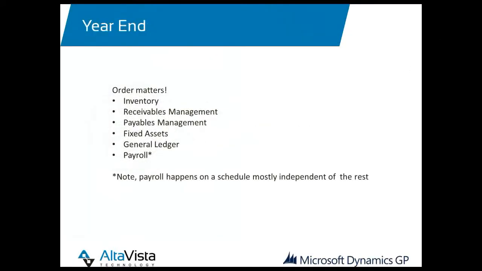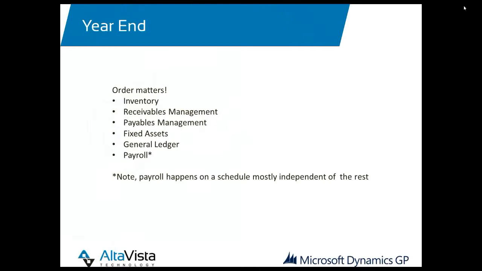Okay, so my first point for how we should proceed is when we're closing the year in GP, it is pretty forgiving, like I said, but the order that we proceed in does matter. So this is the recommended order of operations that Microsoft has us follow. You can see them listed here. They would have us do inventory first, followed by receivables and payables, fixed assets, and then general ledgers last.